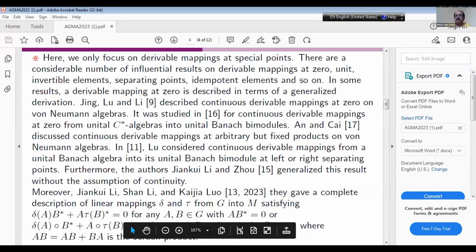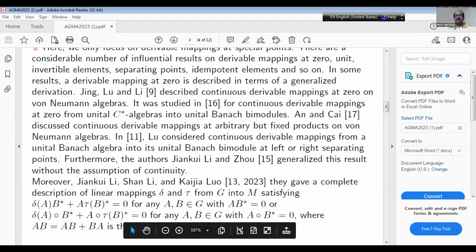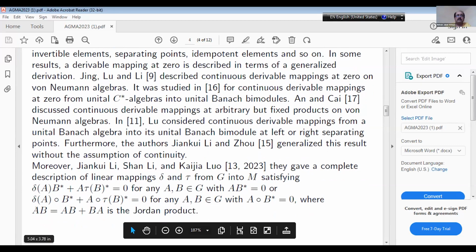They gave a complete description of linear maps sigma and tau from G, which is an algebra, satisfying these relations: sigma of A B star plus A tau of B star equals 0 for any A, B in G with A B star equals 0, or equivalently this relation, where A circle B is written this way. This formula is called the Jordan product.